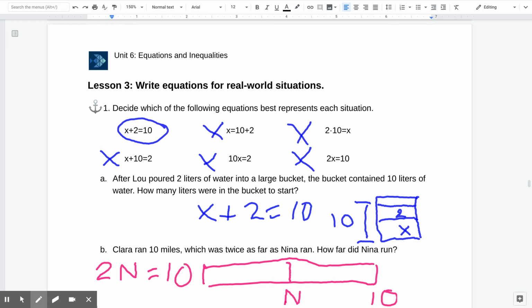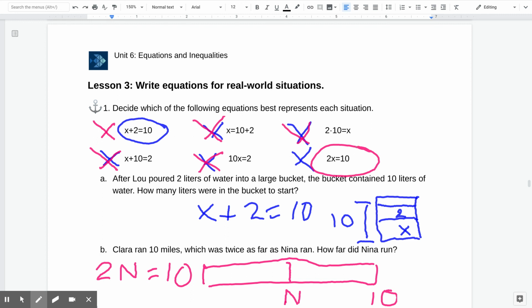Okay, so that's not going to be an x plus 2 equals 10 one. It's not going to be that either. No, I'm not adding. 10 times x equals 2? No, because I can see here that I'm comparing it to 10. That one doesn't work for either of those. 2 times 10 equals x? Well, no, Nina ran less than 10, not more than 10. 2x equals 10. That's exactly what I did here.